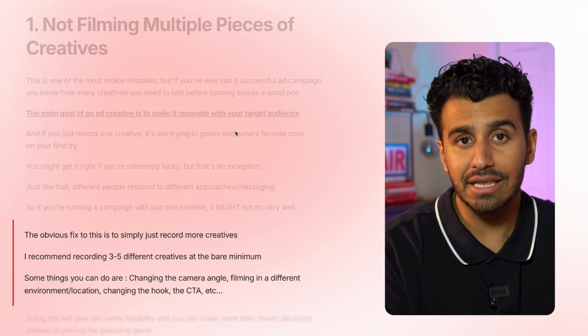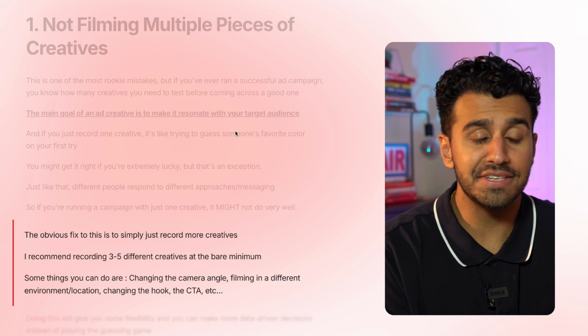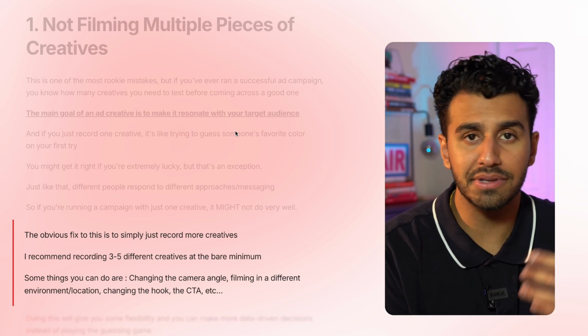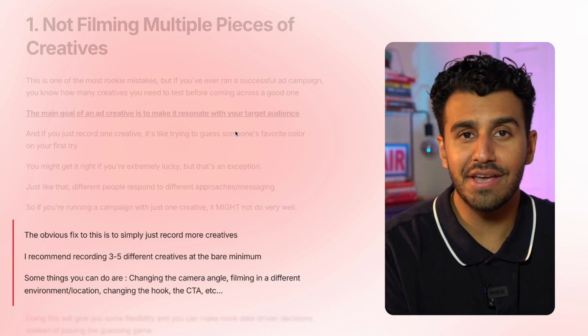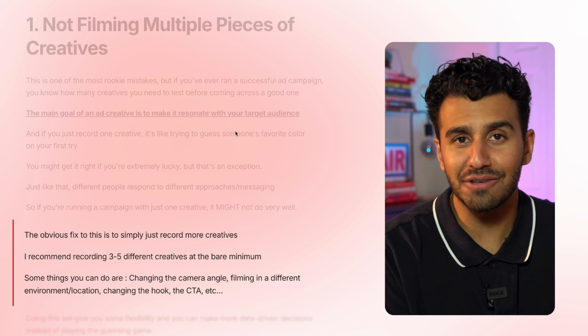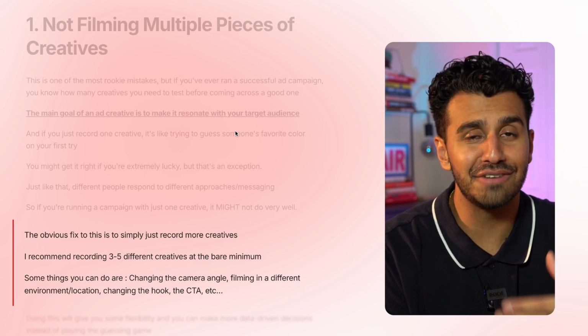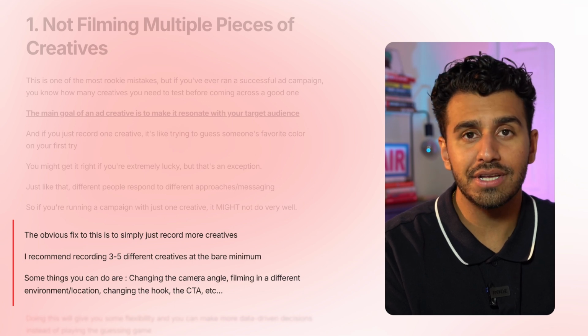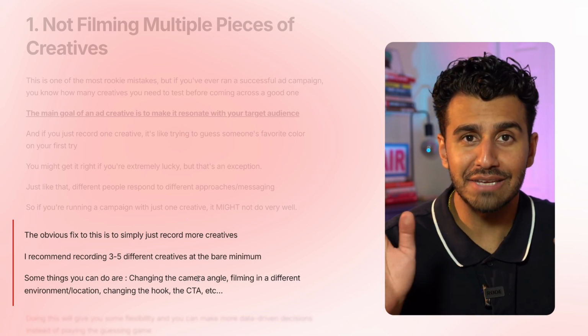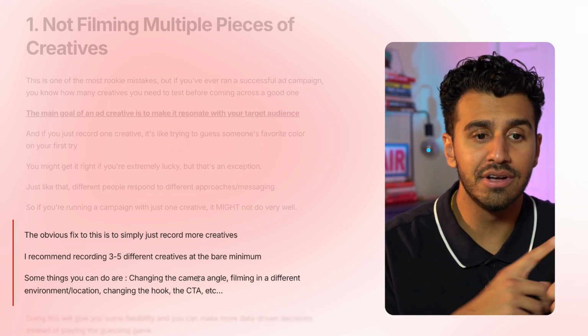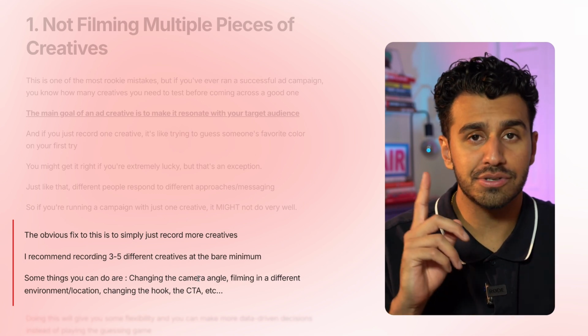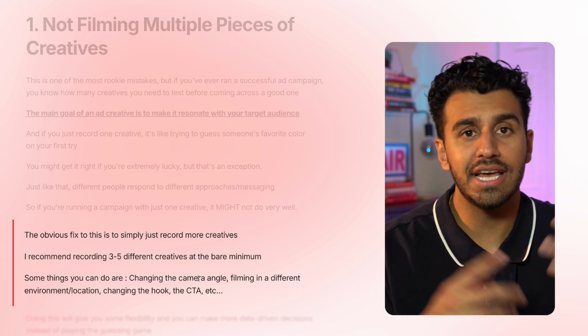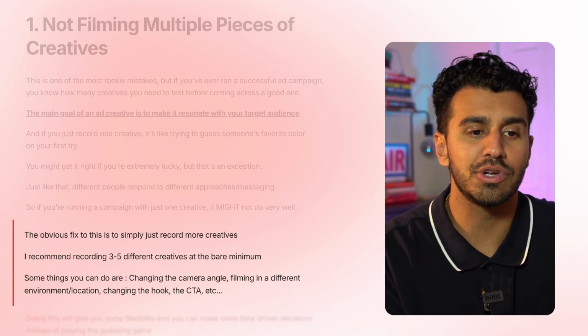On the very low side, as a minimum, test at least 3 to 5 pieces of front-end creative. Typically we test at least 10, but I have agency friends who test 20, 25, or even 30 pieces of front-end creative every time they launch a new client. A couple examples of things you can do if you don't want to go too hard with too many variations is just change your camera angle, film in a different environment, use a different hook, change your call to action, and so forth, right? Those are a couple things that you can switch up there.